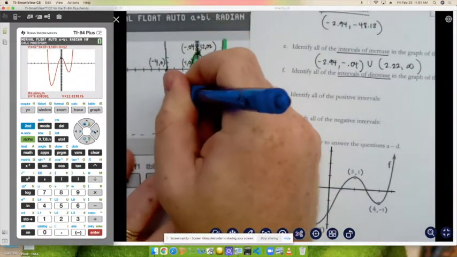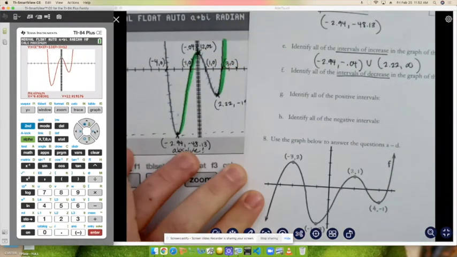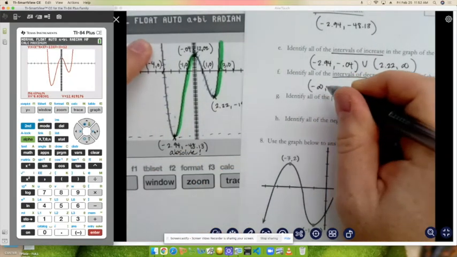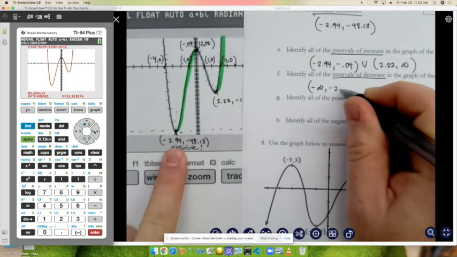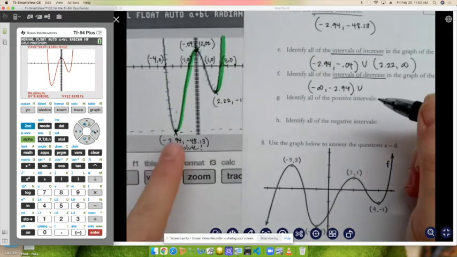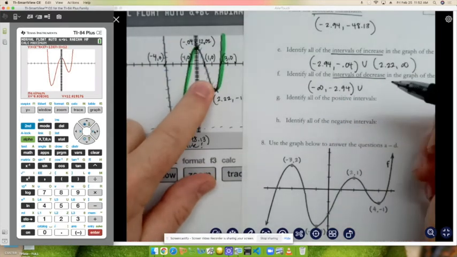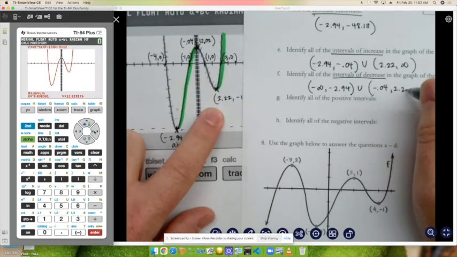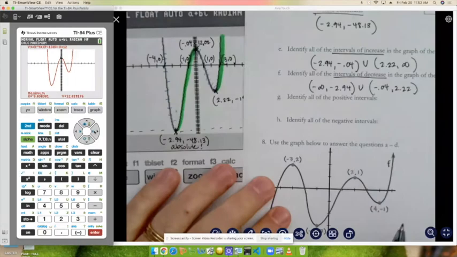Intervals of decrease, that would be everywhere else. So basically the places where the graph is going downhill. I'm seeing that it's decreasing all the way down from negative infinity down to negative 2.94. Then it goes up for a little bit, but then it's decreasing again from negative 0.04 to 2.22.